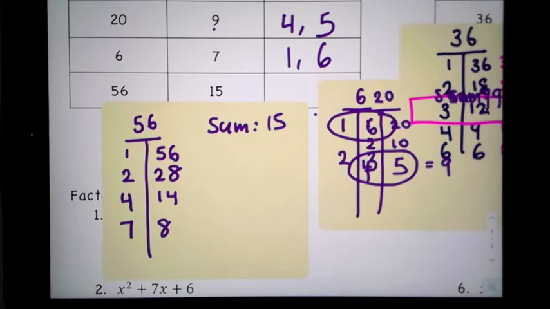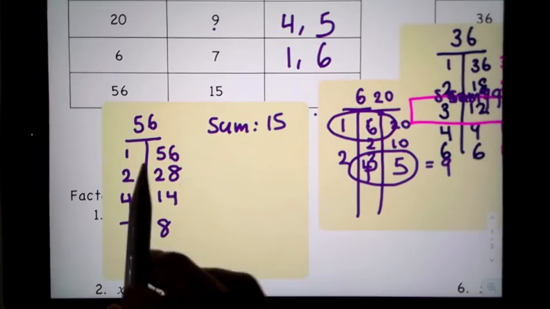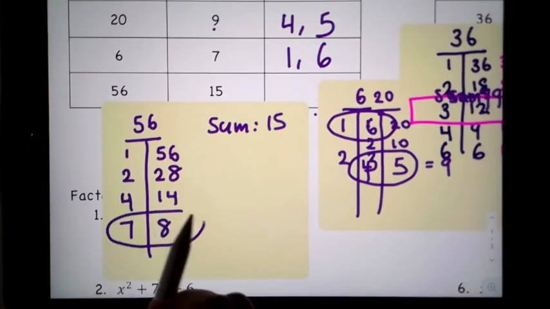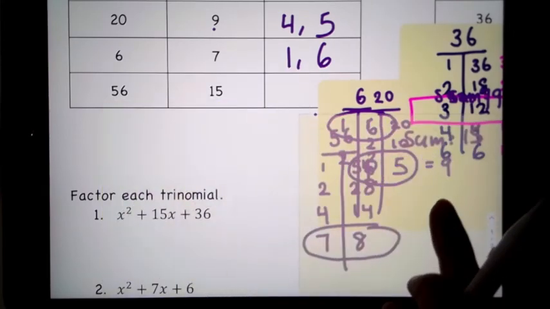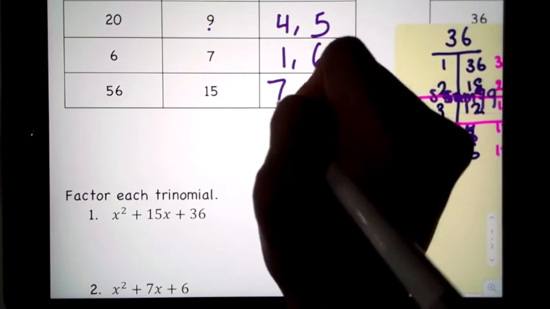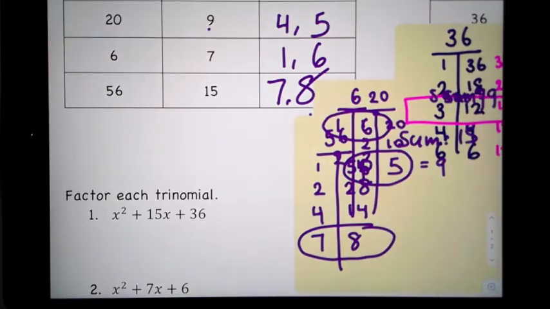Which pair makes 15? This pair makes 15, right? So my factors, 7 and 8. 7 and 8, like this. Get it, guys? Get it? And then I will show you how you factor this. So now we just find the two numbers. Actually, if you find the two numbers, you're like 95% done. All right, I'll show you.